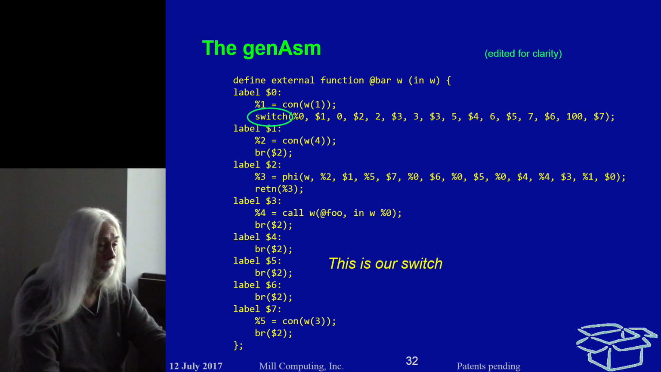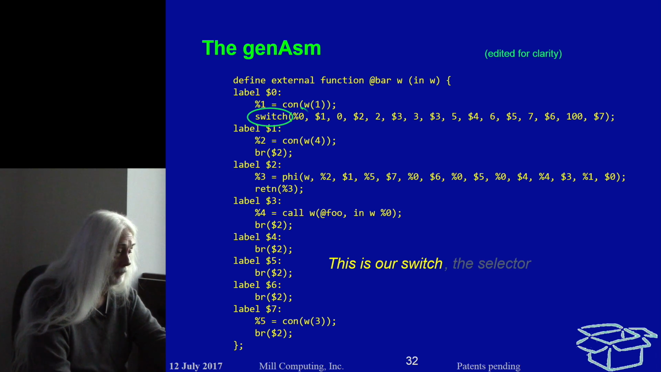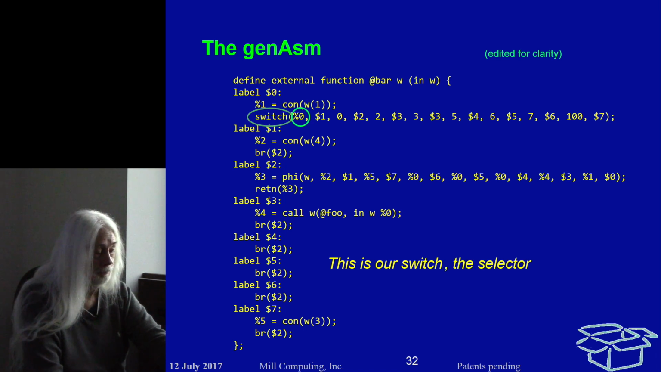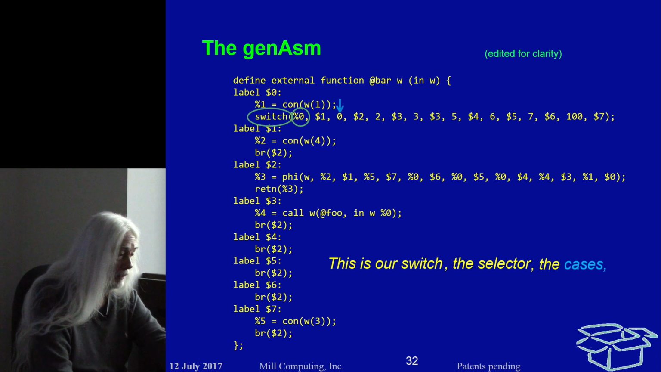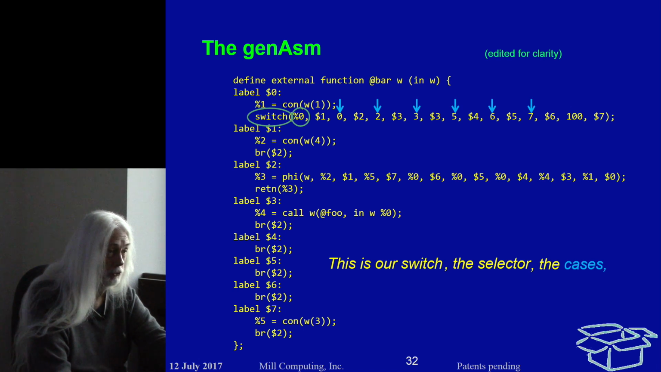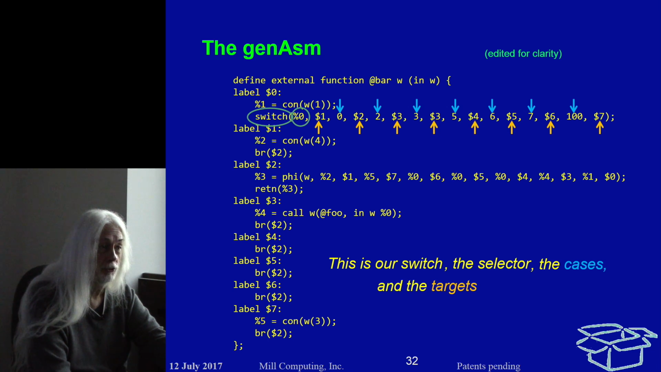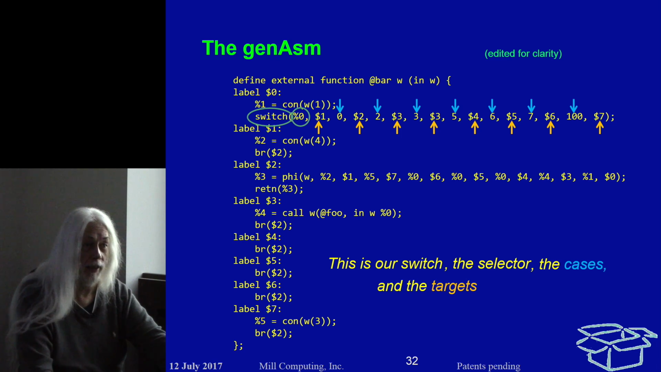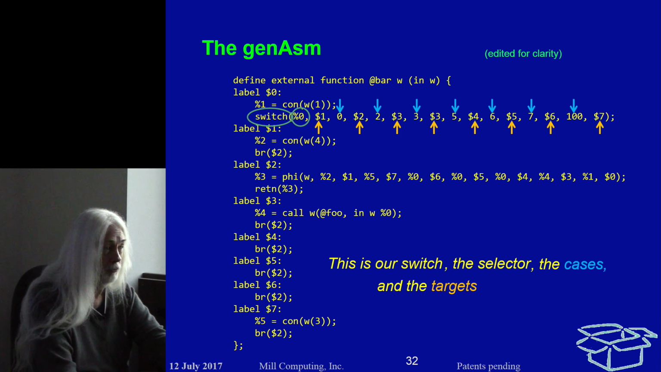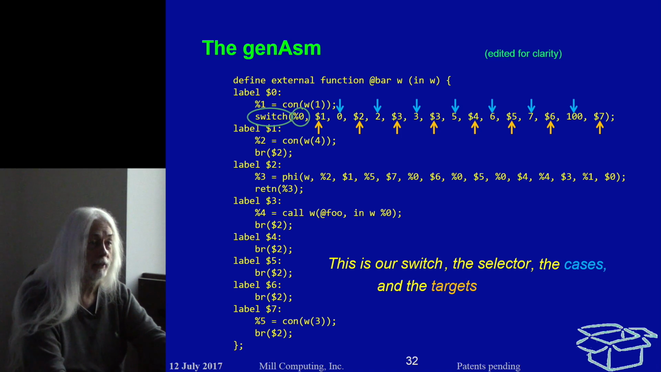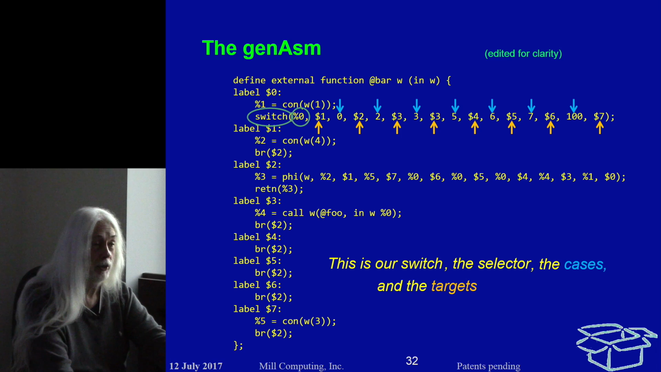That's our switch. That's the selector. Those are the cases that we had. And those are the targets we're supposed to go to with the corresponding cases. This is what Clang and LLVM have done when they parsed the switch contained in our code, and this is what they give us to tell the code generator, this is what you've got to work with and what you have to produce code for.